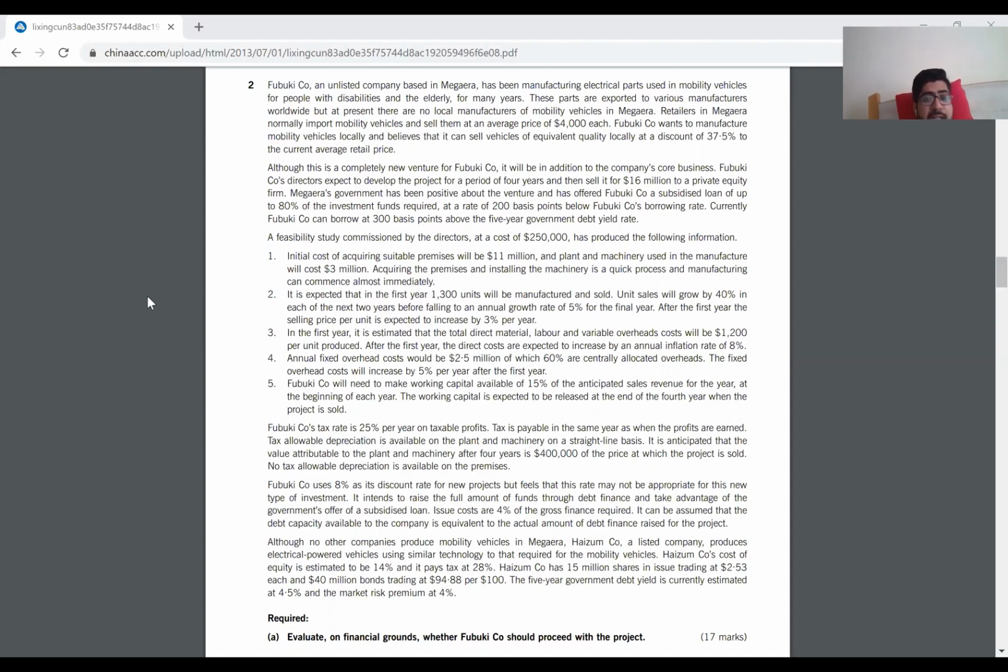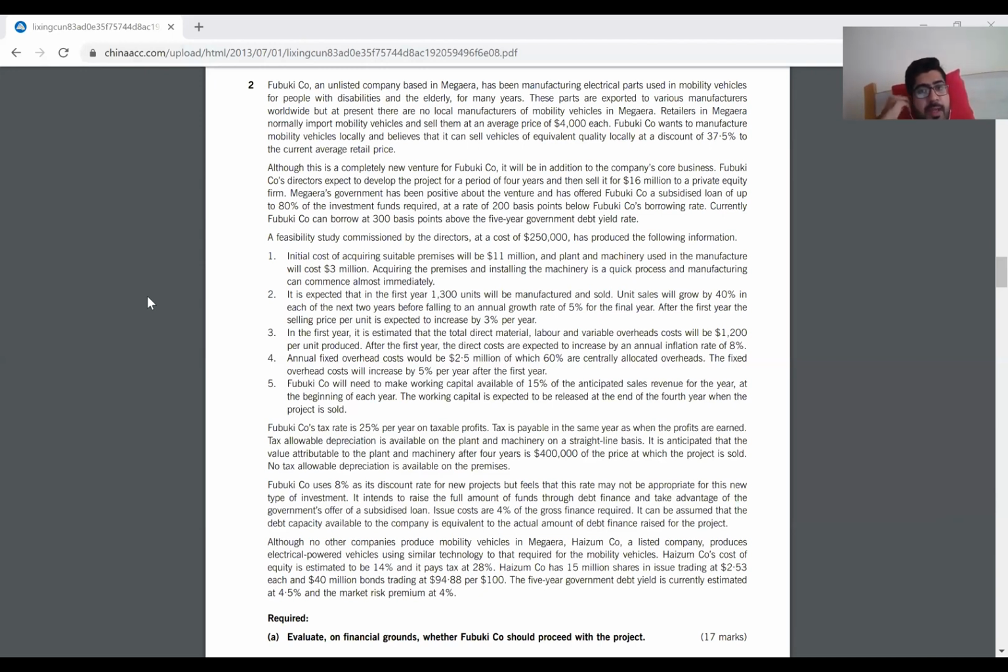Retailers in Megara normally import mobility vehicles and sell them at an average price of 4,000 each. Fubuki wants to manufacture mobility vehicles locally and believes it can sell vehicles of equivalent quality locally at a discount of 37.5% to the current average retail price. Okay.